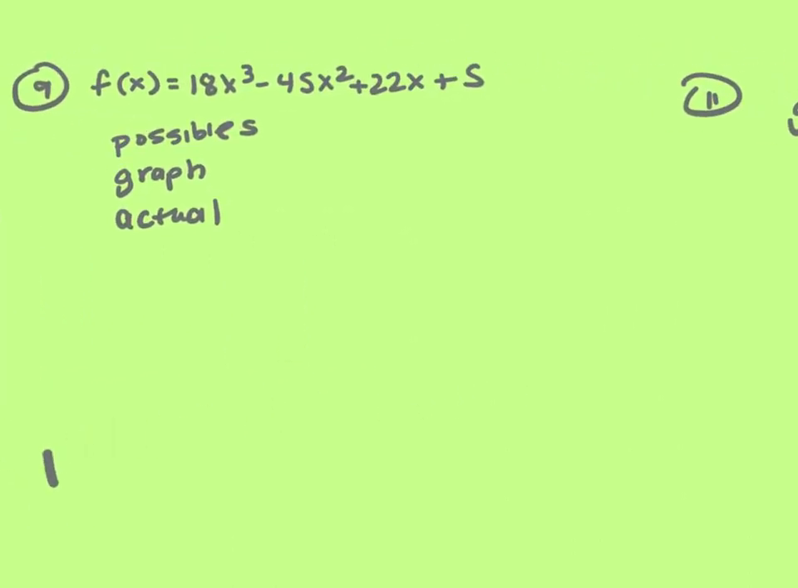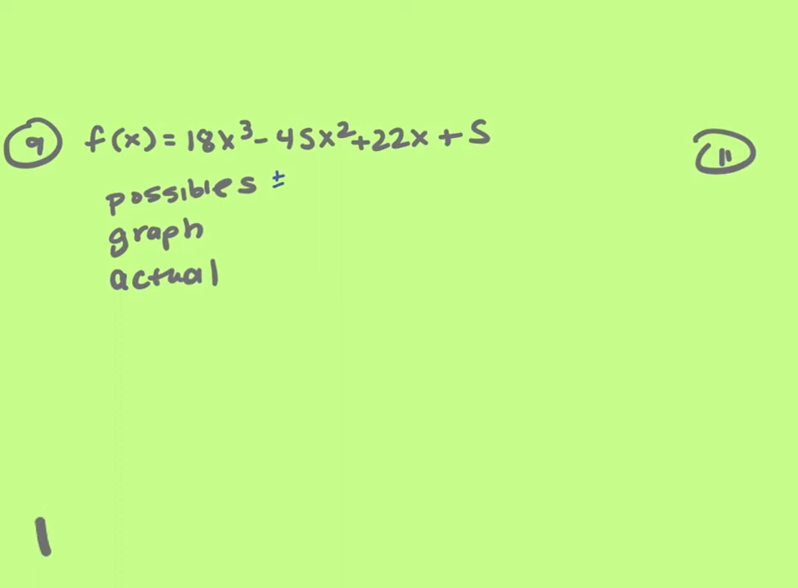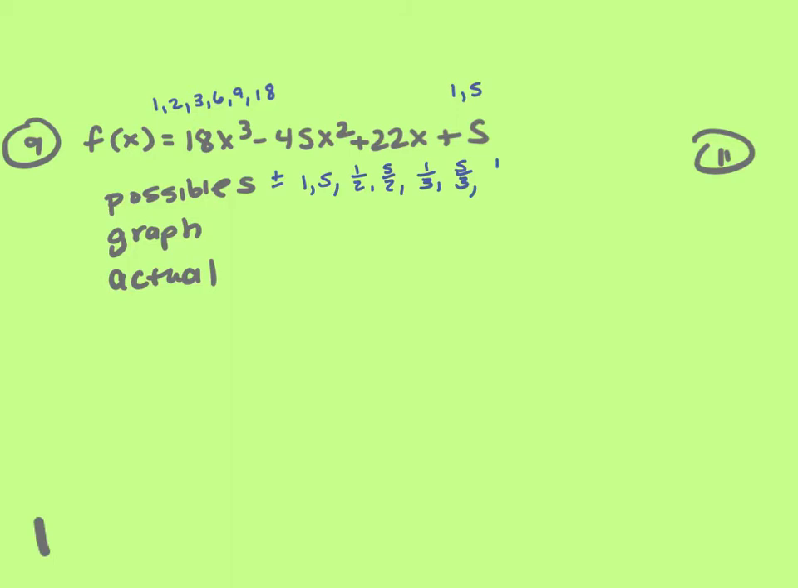Number 9, same thing. So plus and minus. Now I get 1, 2, 3, 6, 9, and 18, and 1 and 5. So I'd get 1 over 1 and 5 over 1. Then I'd get 1 over 2, 5 over 2. Then 1 over 3, 5 over 3. Then 1 over 6, 5 over 6. 1 over 9, 5 over 9. And 1 over 18, 5 over 18. Then do the same thing.